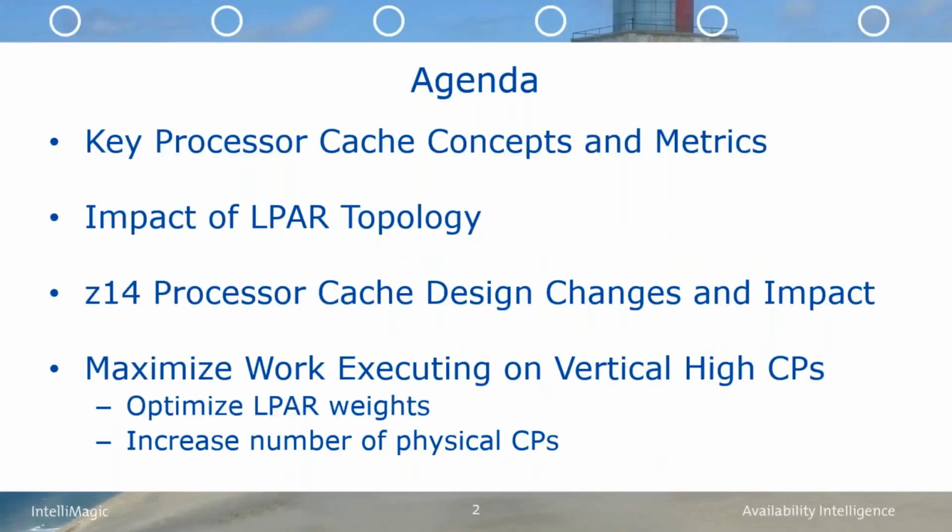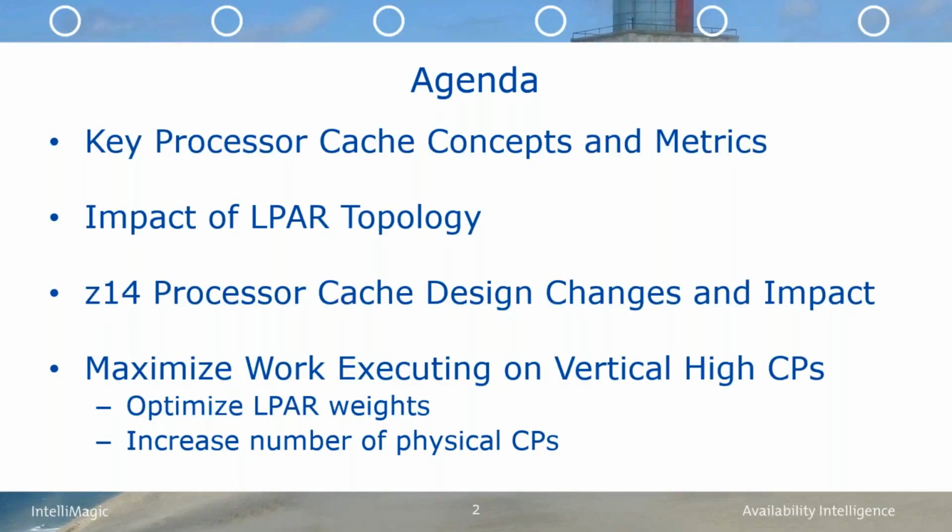Then we'll examine LPAR topology and see the significant impact it can have on cache efficiency. There's a lot of continuity in processor cache concepts between the Z13 and Z14, but we'll examine the key changes in processor cache design on the Z14 and see how these changes impacted the metrics in a Z14 case study. Finally, we'll leverage these metrics to show the positive impact on processor cache efficiency that can be achieved by maximizing the work that's executing on vertical high logical CPs through optimizing LPAR weights and increasing the number of physical CPs.